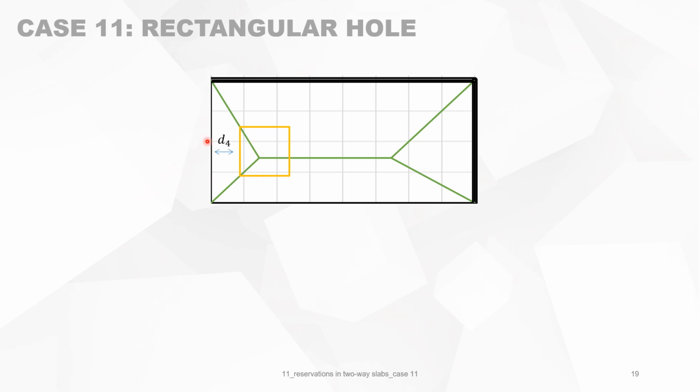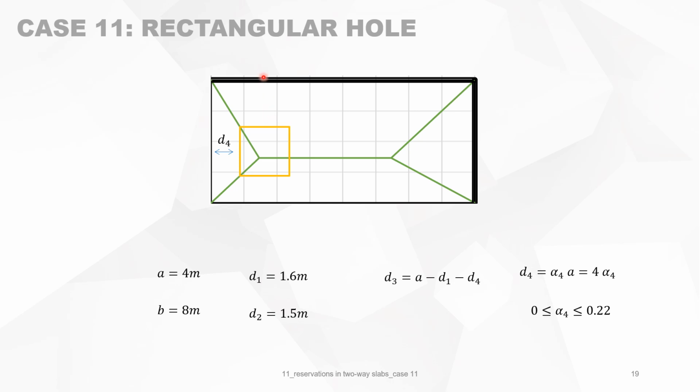We look at the reservation. The parameter B4 is equal to alpha 4 times A. In this video, we will often work with dimensionless parameters, so it's always divided by the smallest size of the slab. So alpha 4 is D4 divided by A. A is 4 meters, so alpha 4 is a parameter going from 0 to 0.22. B is 8 meters. The reservation is 1.6 times 1.5. And D3, which is this distance, A minus D1 minus D4, is 2.4 minus 4 times alpha when you put in the known dimensions.